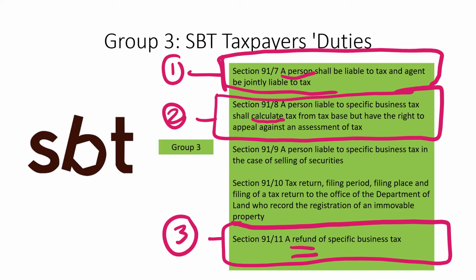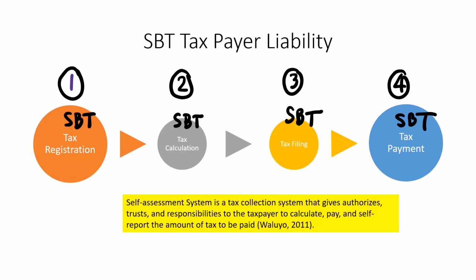And the last provision under this group is section 91/11, which refers to a refund of specific business tax. The key point is just the period, like 3 years. If you are entitled to a refund, you need to apply for it within 3 years. So this is the key main provision under the third group of specific procedural aspects of specific business tax regarding the taxpayer duty. So now we have learned about tax registration within 30 days from the commencement date of business.